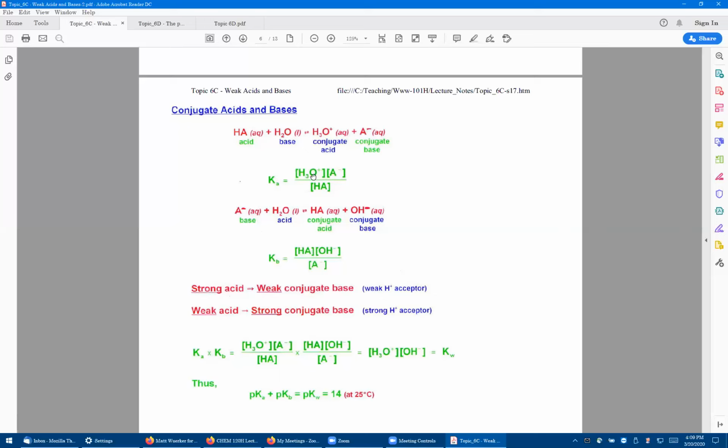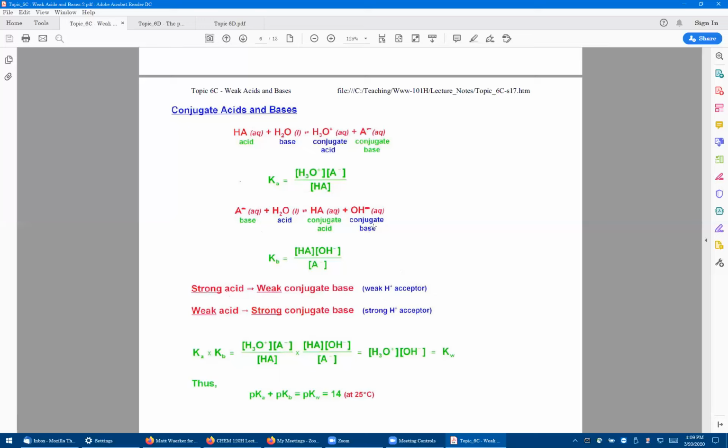But at the same time, this conjugate base that was formed from HA can behave as a base. It's in solution. It acts like a base by accepting a proton. In this case, the water is acting as an acid by donating a proton. And so what forms is the conjugate acid of A-, which is HA itself. And what forms after the water has itself donated a proton is its conjugate base, which is hydroxide.